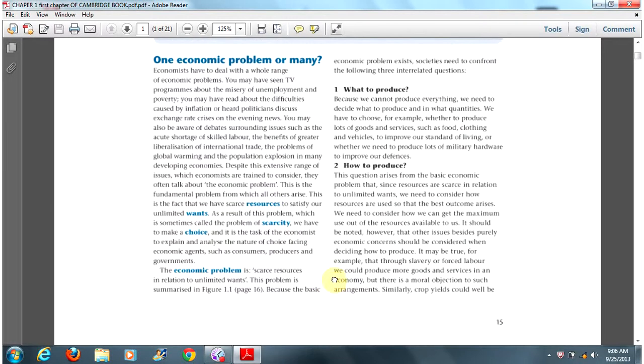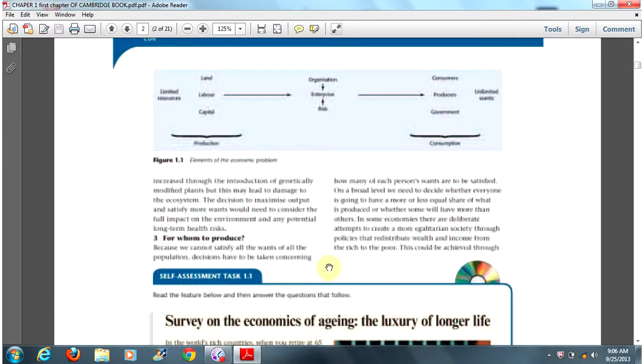Similarly, crop yields could be increased through the introduction of genetically modified plants, but this may lead to damage to the ecosystem. The decision to maximize output and satisfy more wants would need to consider the full impact on the environment and any potential long-term health effects.